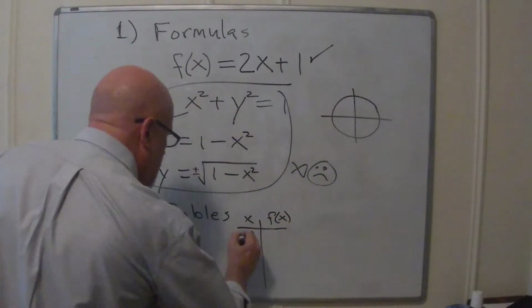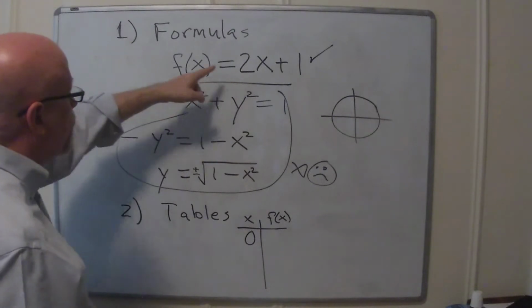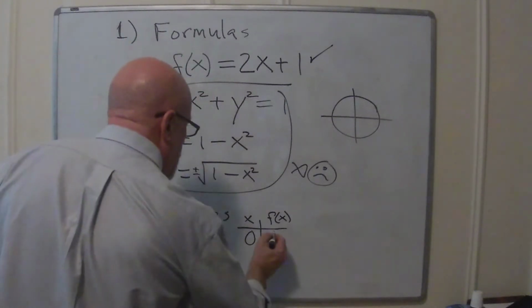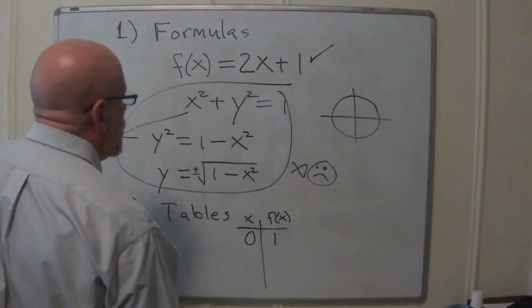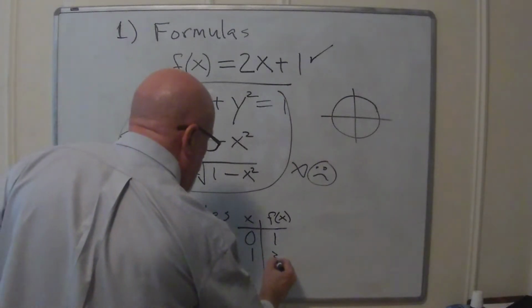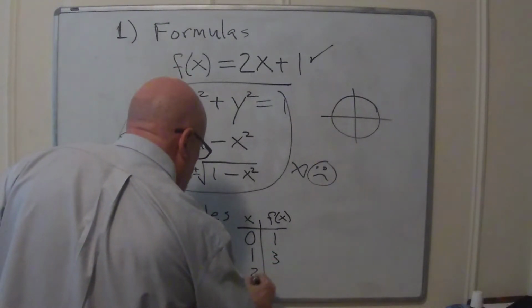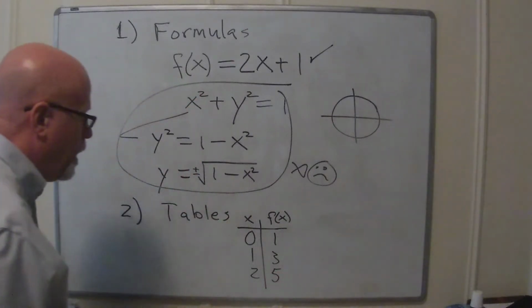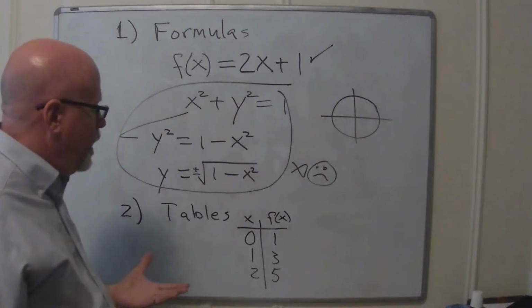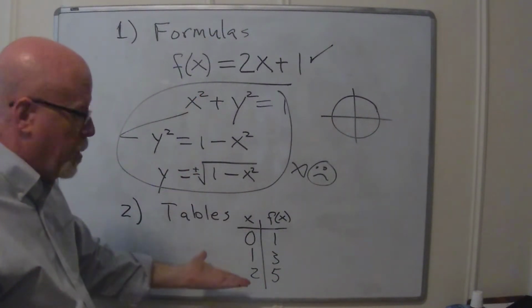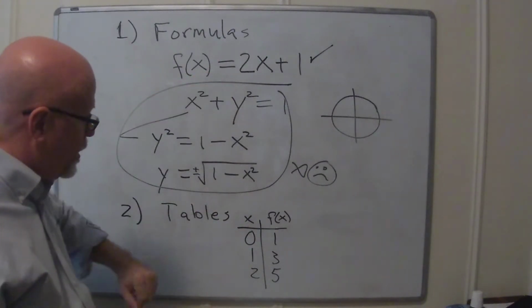Like maybe when x is 0, what would this formula give us when x was 0? Give us 1. If x was 1, that would give us 3. If x was 2, this would give us 5, etc. When would I have a table like this? This table is going to be fine, right? Because it comes from something we already know as a function.